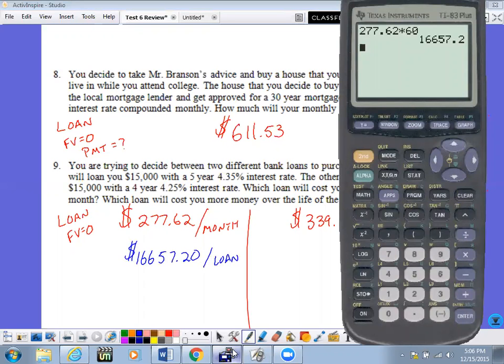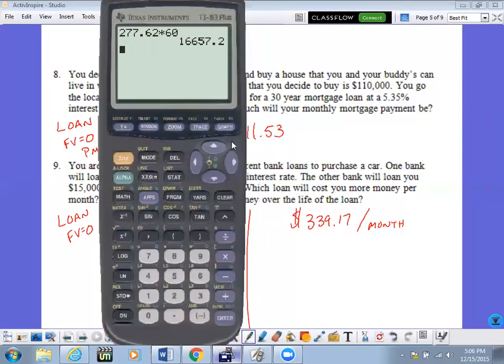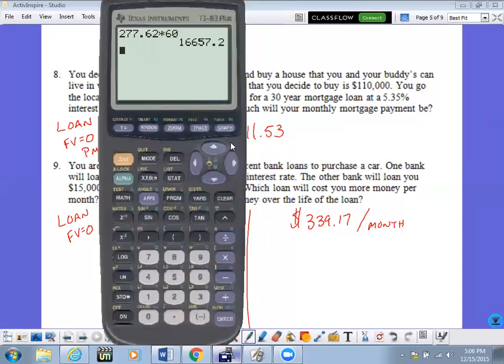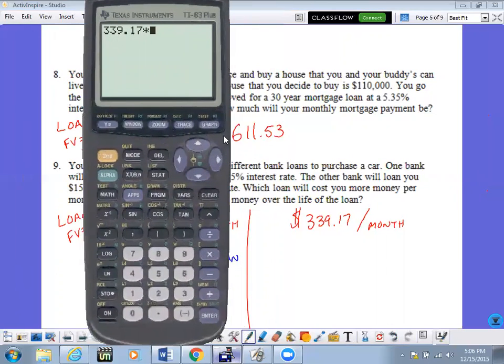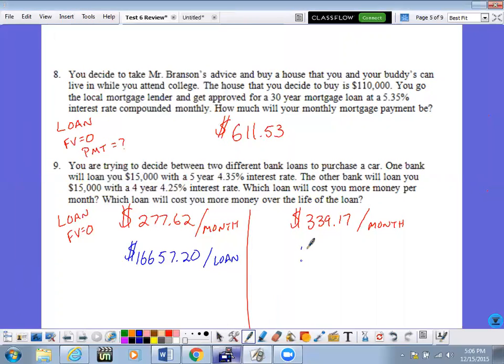If I go to the other one, it's going to be $339.17, but this one was only 4 years. So that's only going to be times 48. $16,280.16.